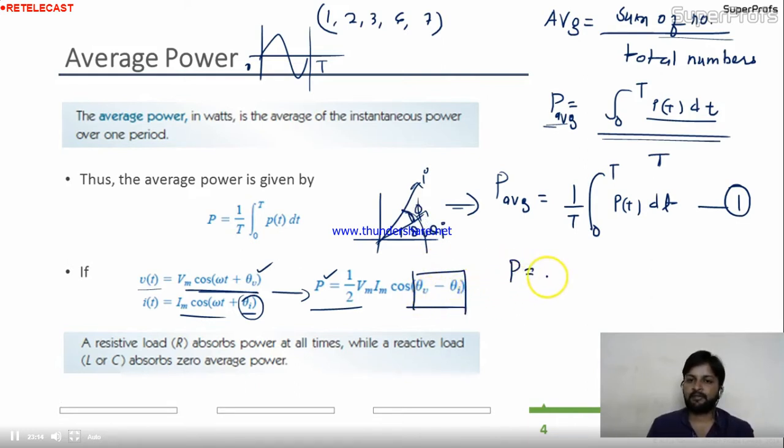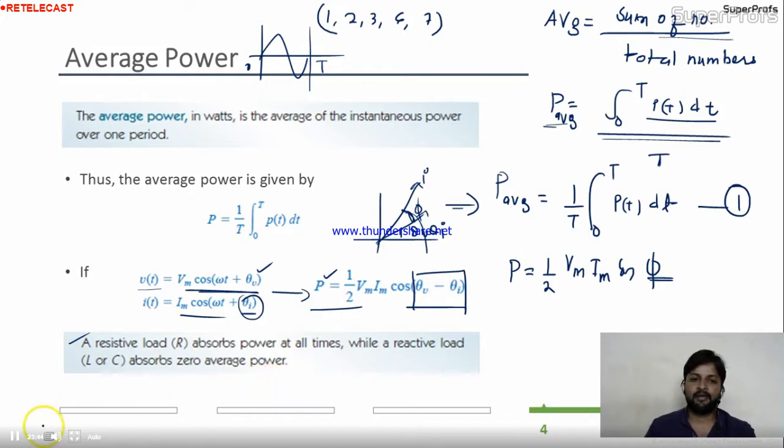So your total power, when you multiply Vm, Im, cos phi, where phi is the angle between current and voltage. Please remember this. Now, a resistance load R absorbs power at all times. We have seen the graph for the power for resistance only. So for the resistor, I can say a resistance load R absorbs power at all times, while a reactive load L or C absorbs zero average power.